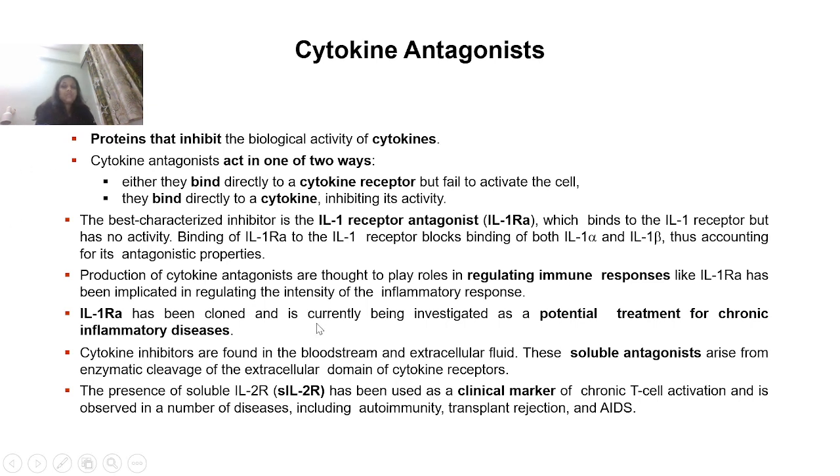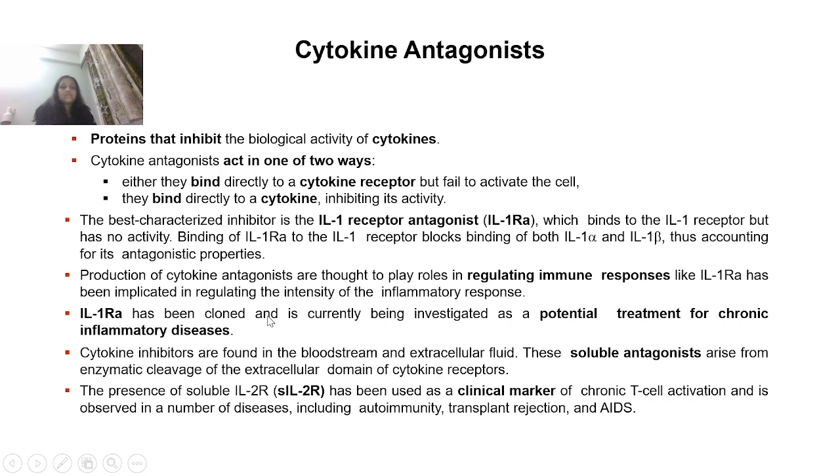And these cytokine antagonists are also known to play a role in regulating immune responses. Like this IL-1 receptor antagonist has been implicated in regulating the intensity of the inflammatory response. Sometimes the antagonists are good also because too many cytokines can lead to too much inflammation in our body, which is not good. So someone should regulate these immune responses. So this antagonist can regulate the different immune responses of these cytokines.